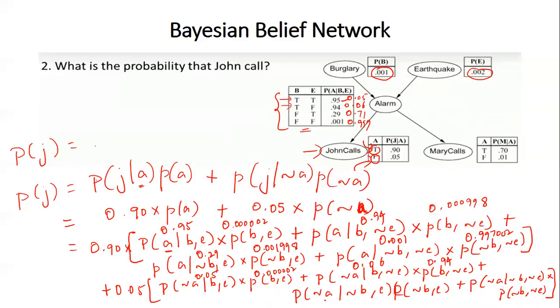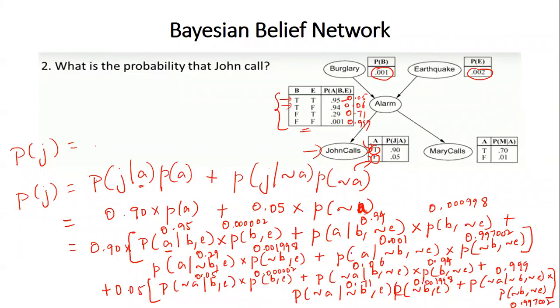And what's the probability of not having an alarm given that there is no burglary and there is an earthquake? This is 0.71. And what's the probability of not having a burglary but having an earthquake? 0.001998. And what's the probability of not having an alarm given that there is no burglary and no earthquake? This is 0.999. And the probability of no burglary and no earthquake is 0.997002. So now we have got all these values.